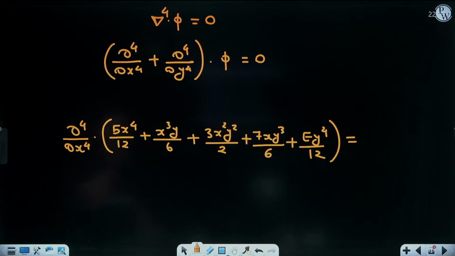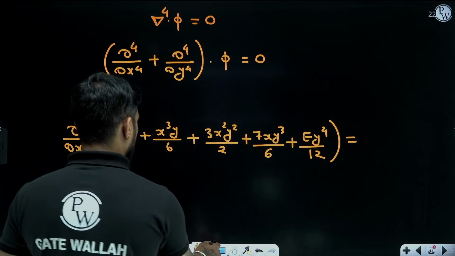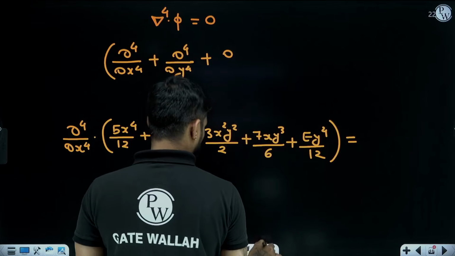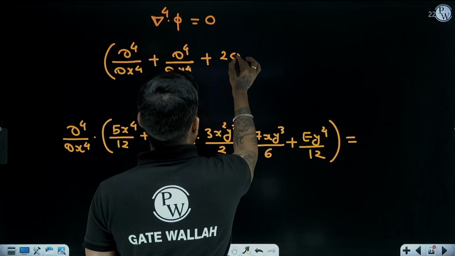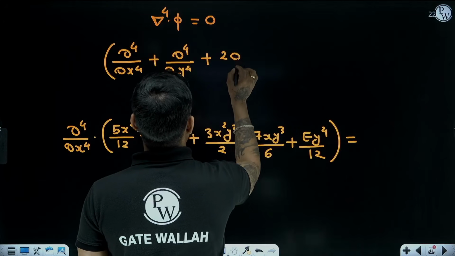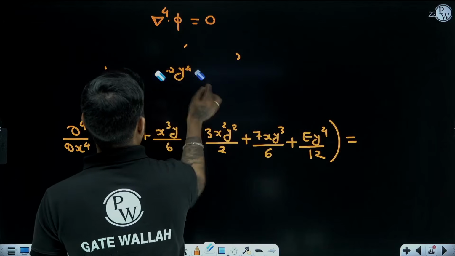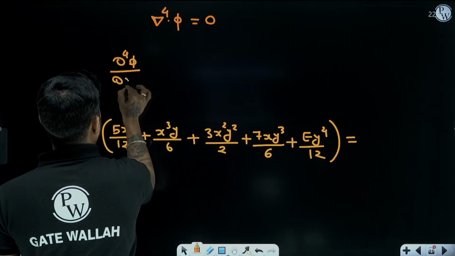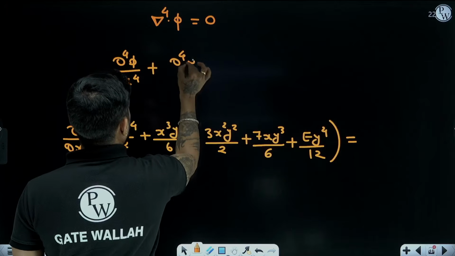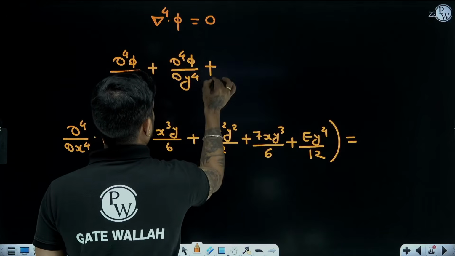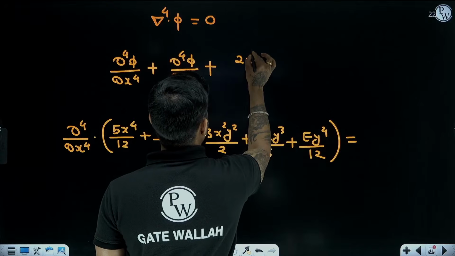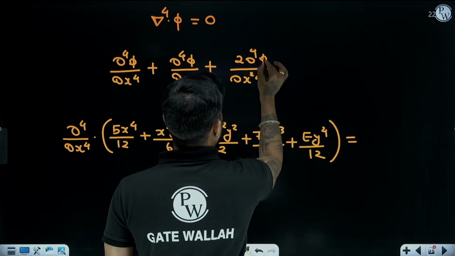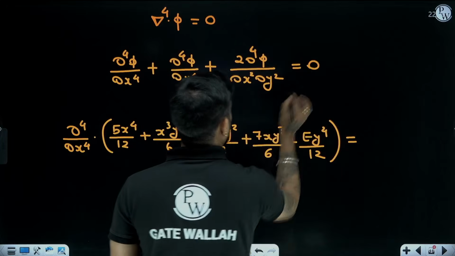Wait a minute, something is wrong. Here there will be another term. It will be like this: dou to the power 4 phi by dou x to the power 4 plus dou to the power 4 phi by dou y to the power 4 plus 2 dou to the power 4 phi by dou x square dou y square equal to 0. Okay.